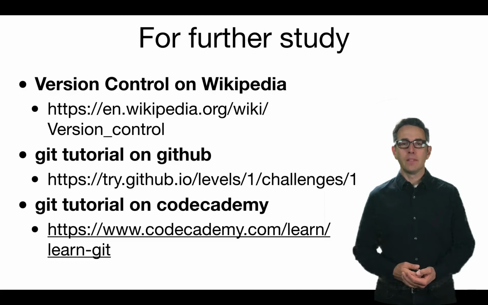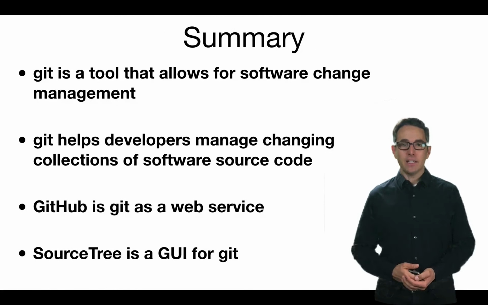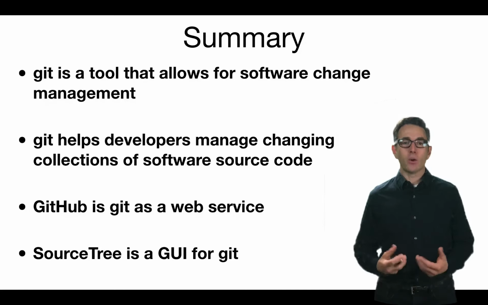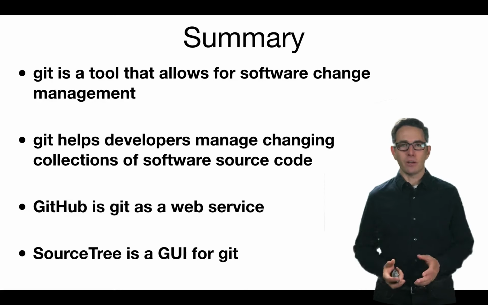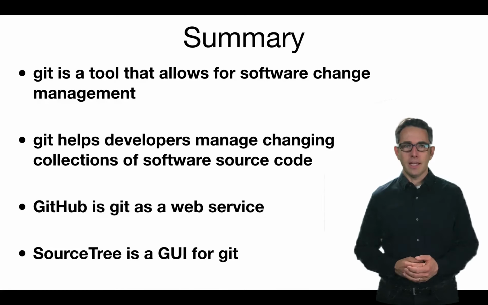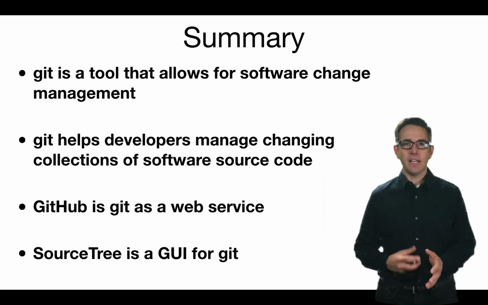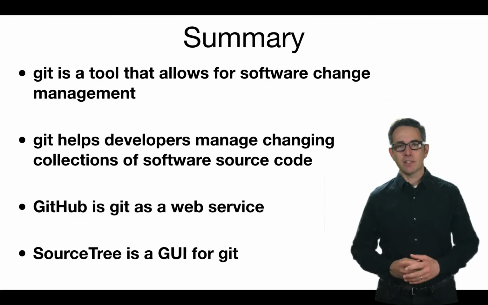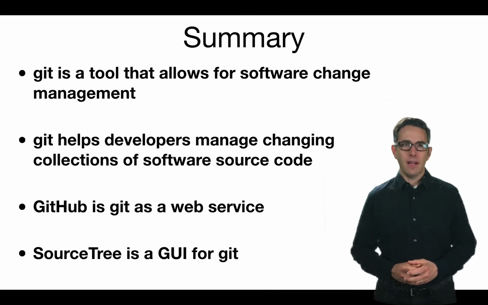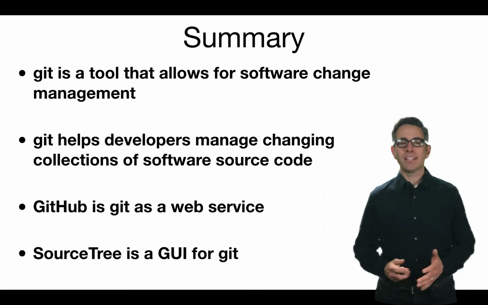So, in summary, Git is a tool that allows for software change management. Software change management, or Git in particular, helps developers manage changing collections of software source code, something that can be very difficult to manage, and you need a tool like Git, which itself is pretty complicated, in order to help keep control of it. GitHub is a web-based service that interfaces with Git to provide a common place to share source code repositories. And then finally, SourceTree is one of many GUIs that are available for interacting with Git, but it's one that is full-featured and very powerful.